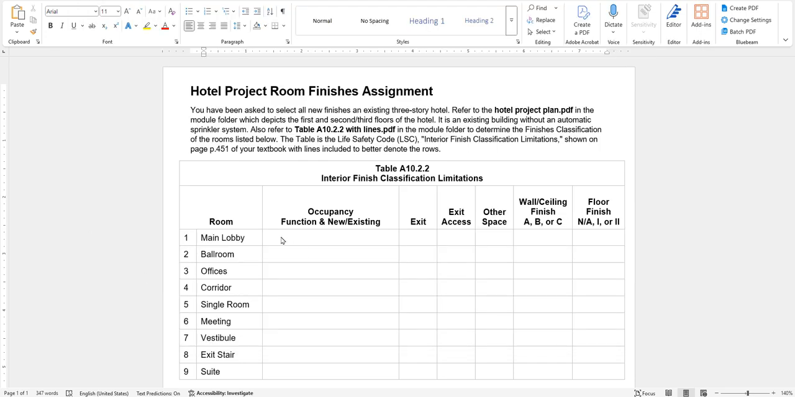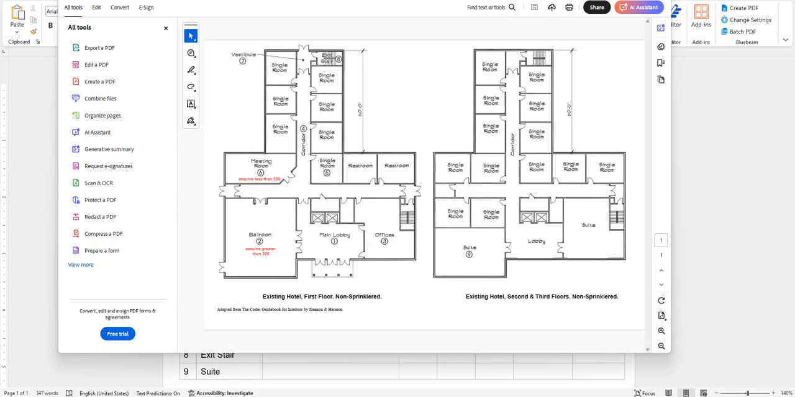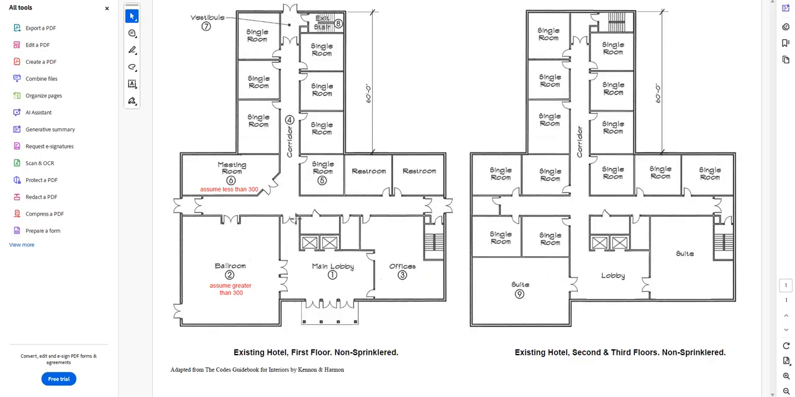All right, let's take a look here. The first room we have to look at is the main lobby, and we need to know what the function is. We know it's existing; we've already been told that. So we just need to know what the function is. Looking at the plan, it looks like it's a place to exit. The main lobby is an exiting space. But we don't have a function called exits. It's one of the other categories.